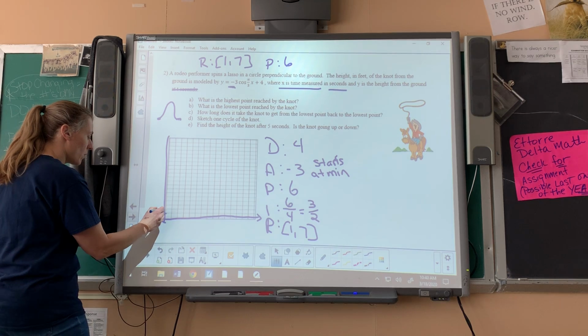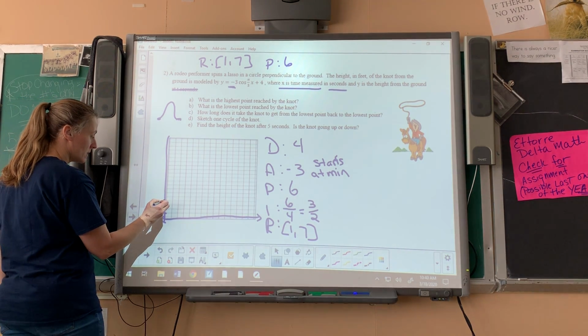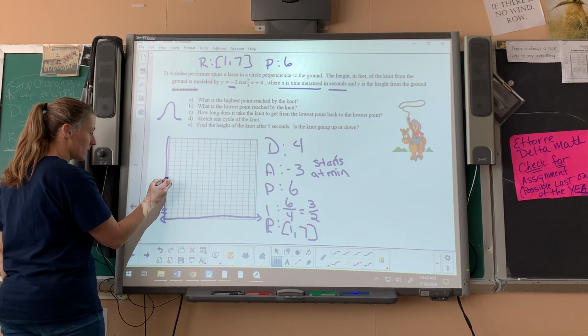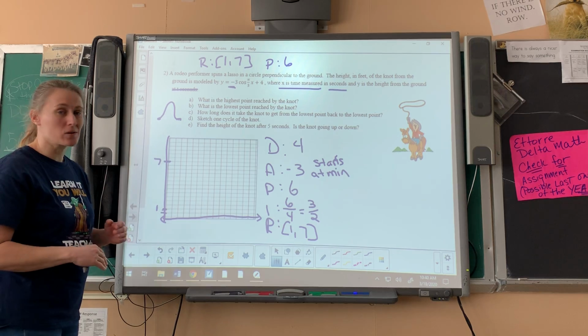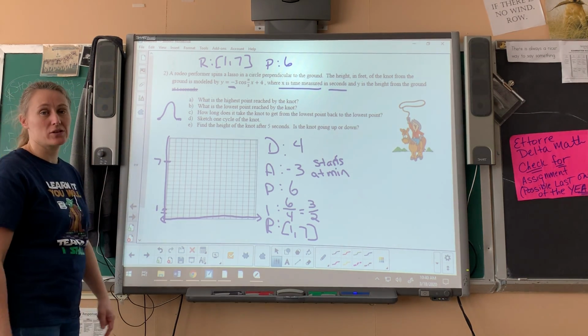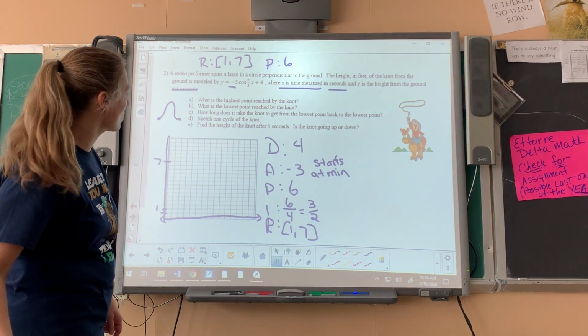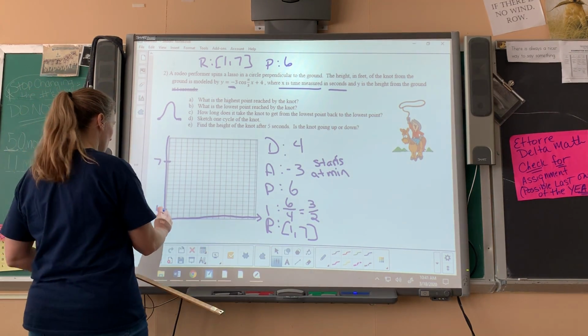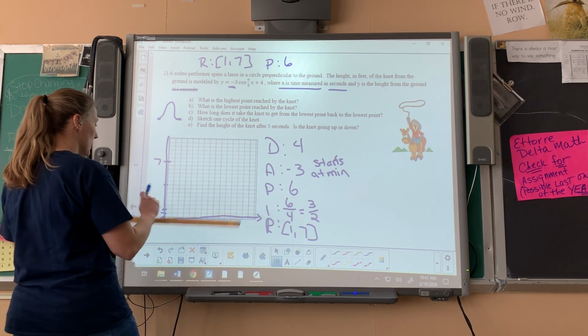So instead of starting at 1 there, I'm going to start at 1 there. 2, 3, 4, 5, 6, 7. Because I'm kind of spreading mine out a little, I do have to make sure that I have that labeled. So my D is at 4, that's my midline. So it starts here, 2, 3, 4, this is my midline.